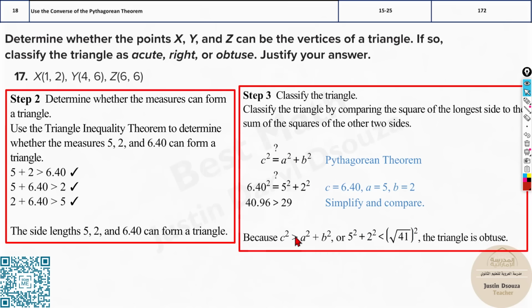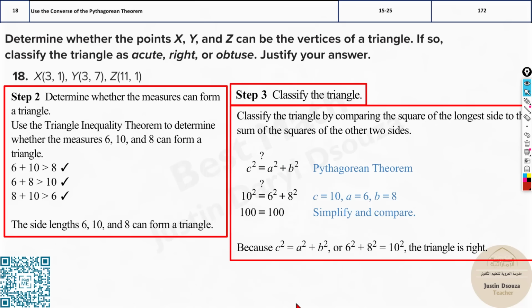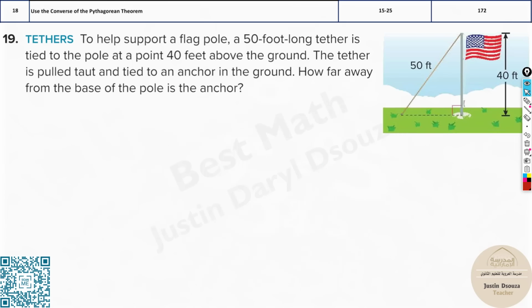So over here you can see c squared was greater than the sum of the other two sides squared. So it's obtuse over here. And similarly, here we can see this is a right triangle. They're Pythagorean triplets. That's why.